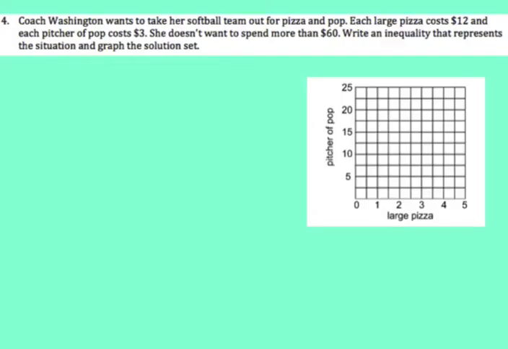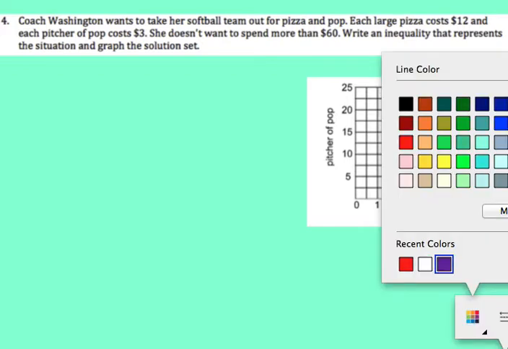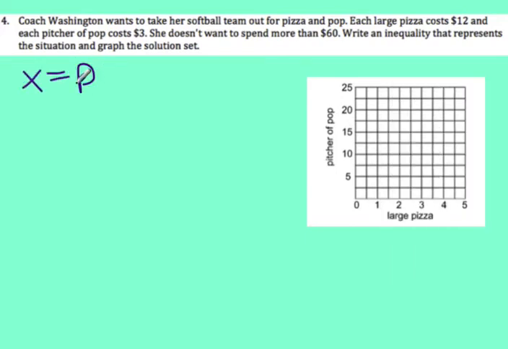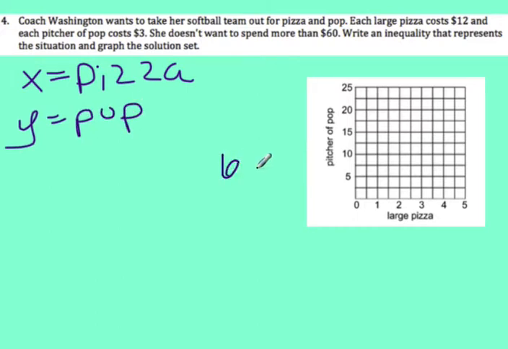So let's take a look at number 4. So Coach Washington wants to take her softball team out for pizza and pop. So each large pizza, I'm going to let X represent the pizza. So for every X pizza that I buy, it's going to cost me $12. For every Y pitcher of pop, it's going to cost me $3. So I'm going to let Y equal pop. She doesn't want to spend more than $60. So whatever she spends, we want it to be less than or equal to that $60.